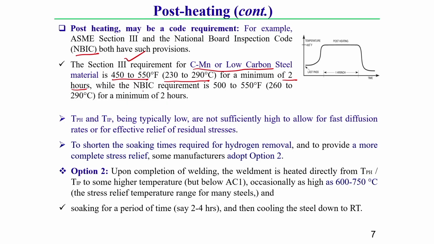Apart from this, another code also is there, that is called NBIC. I have already told you, National Board Inspection Code. Here generally the requirement is around 500 to 550 degree Fahrenheit, in centigrade 260 to 290 degree centigrade, for a minimum time of 2 hours. This is also you should keep in mind. So, if we follow this code, then what happens? There is a chance of less hydrogen induced cracking, and there should be as little induced residual stress as possible, if we do this.